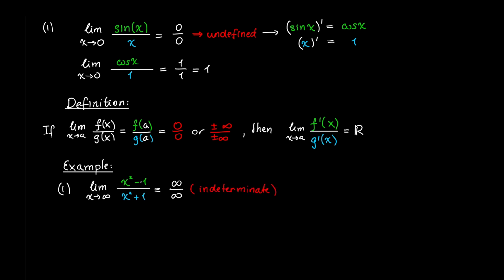So now let's do the derivative of the function in the numerator. What we get is just 2x. The derivative of the function in the denominator is also just 2x. However, here comes the problem. Even after doing L'Hopital's once, when we try to evaluate this directly, once again we get infinity over infinity.